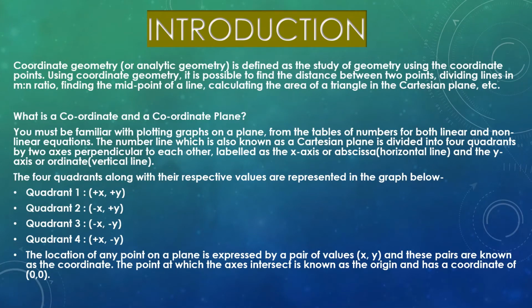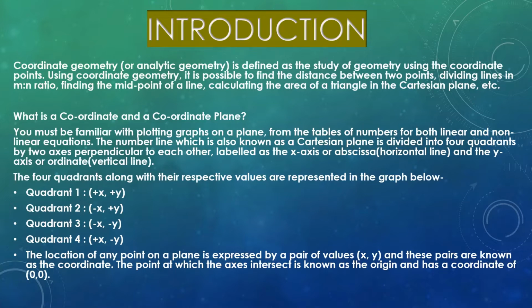Firstly, we will start with the introduction. Coordinate geometry or analytical geometry is defined as the study of geometry using the coordinate points. Using coordinate geometry, it is possible to find the distance between 2 points, dividing the lines in m:n ratio, finding the midpoint of a line, calculating the area of a triangle in Cartesian plane, etc.